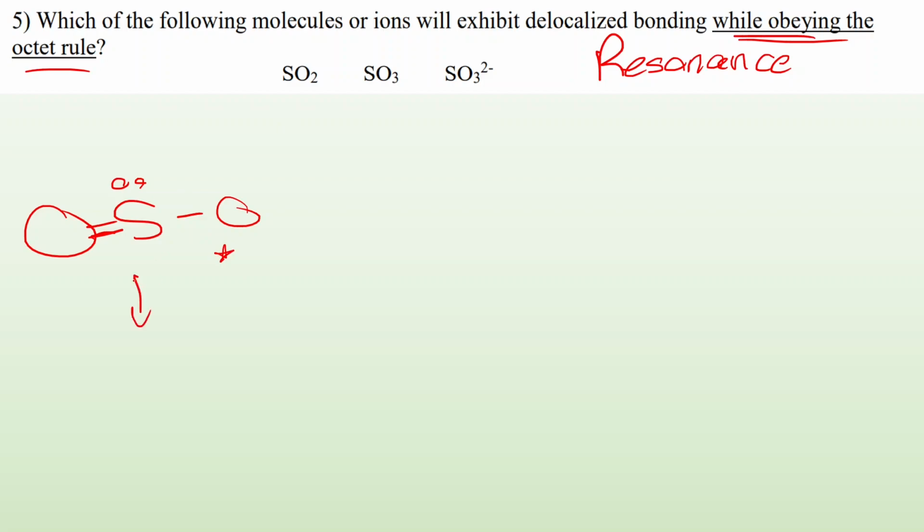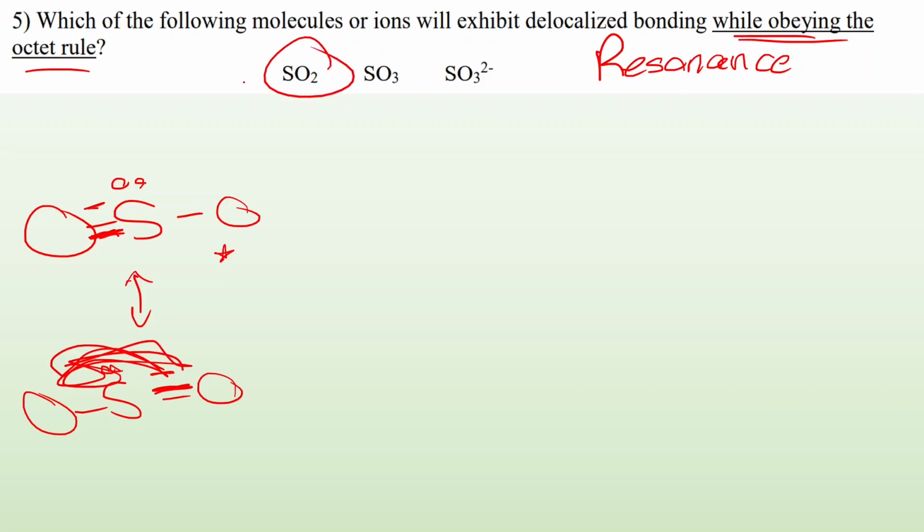So we're going to have a second resonance structure. That's going to look like this, which tells me that these pi electrons in that multiple bond are actually delocalized. They're going to not just be between this oxygen and that sulfur. They're not going to be just between this oxygen and that sulfur. They're going to be kind of moving over the whole molecule. So SO2 looks good.